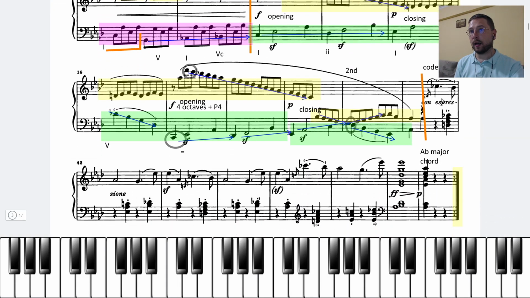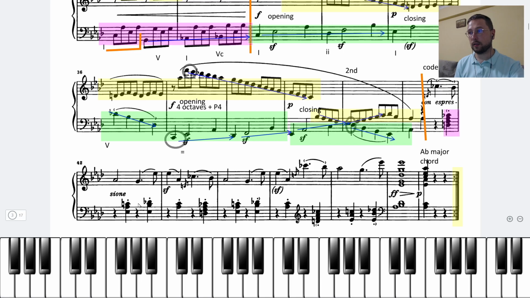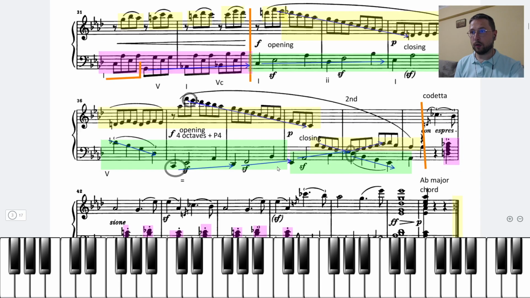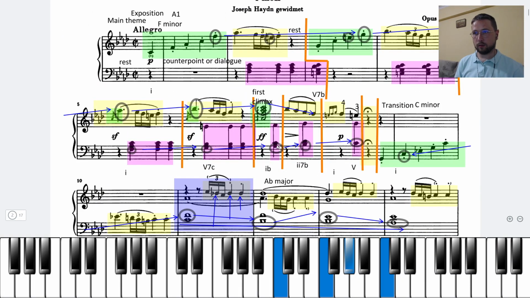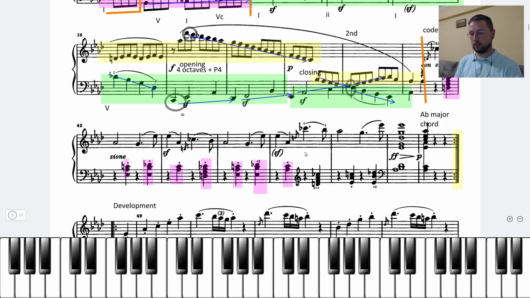So the codetta is no exception. Where is the left hand taken from? It's taken from the end of the first theme. Remember those silences and chords? That's exactly what we're seeing again here. So those chords are very similar to this. That structure, now it's here.